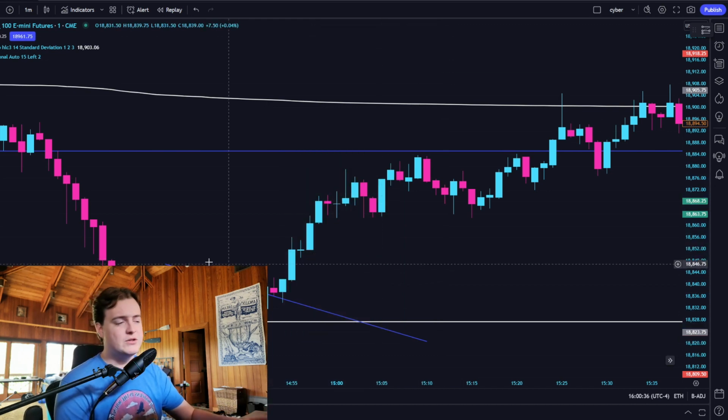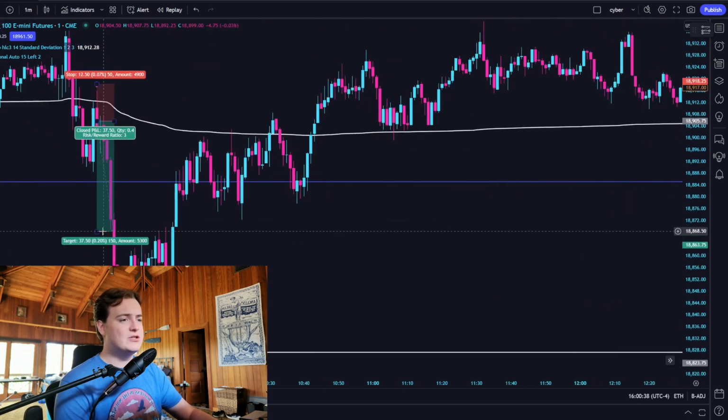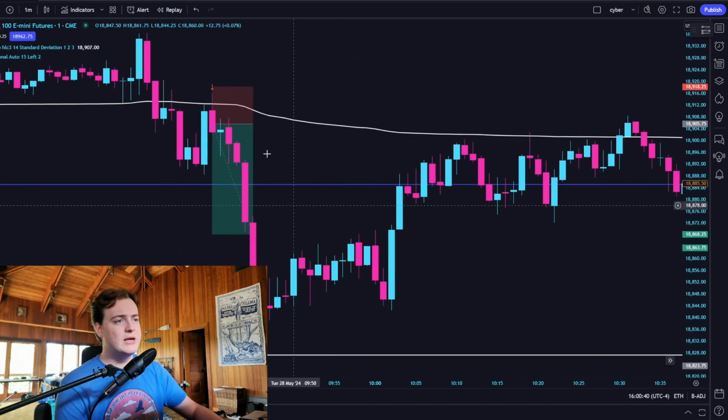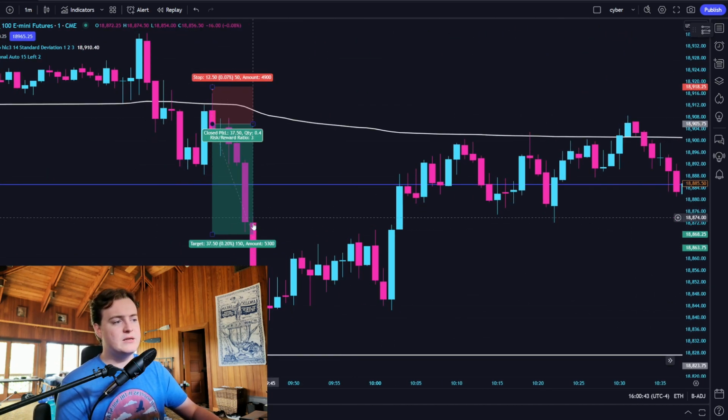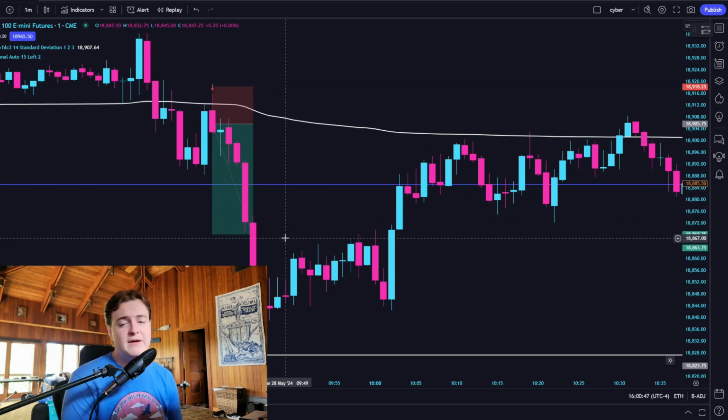This trade's not a real trade. But this trade here did happen early this morning. As you can see, we've got the sell order and the buy order down here. So we did have that beautiful trade this morning.